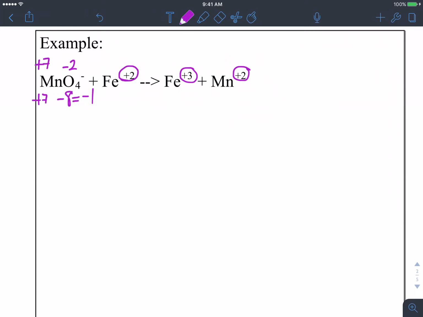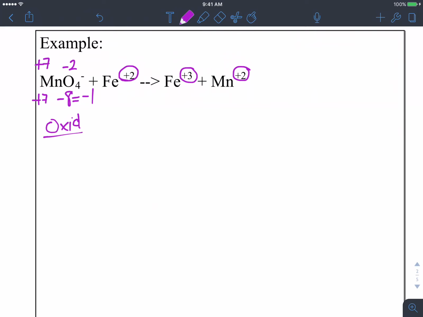So now we have to split this into an oxidation reaction and a reduction reaction. Here's a hint. You don't actually need to know which is which. However, for labeling purposes, it is kind of nice to know which one's being oxidized and which one's being reduced.